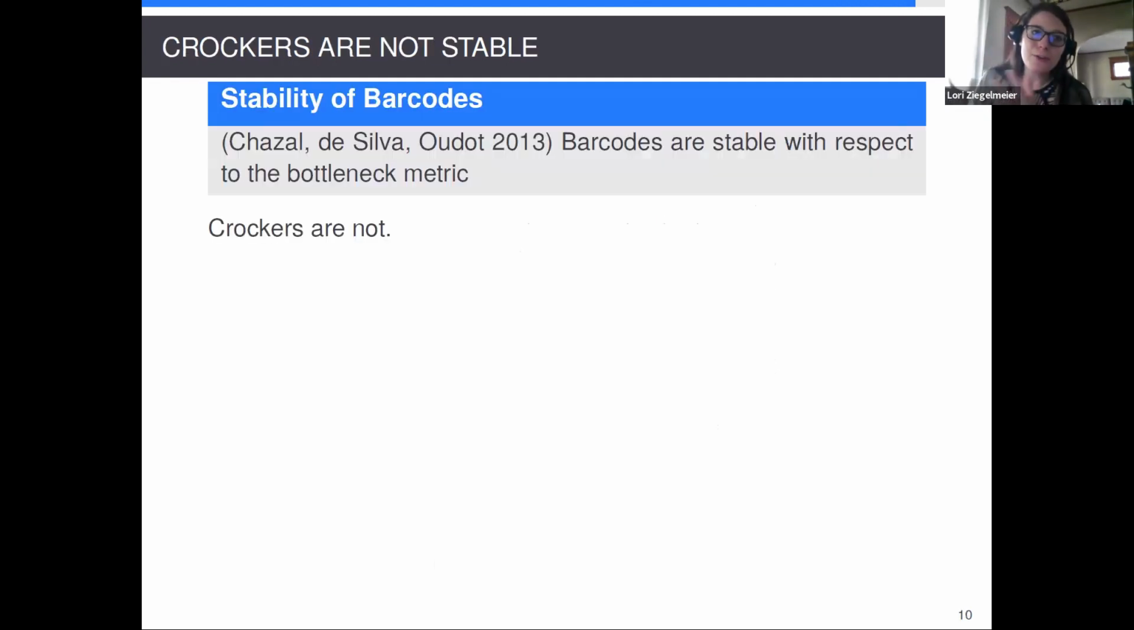Now, I want to just conclude and say that Crockers are not actually stable. So in topological data analysis, one of the reasons it's become so prevalent is that topological barcodes are stable with respect to the bottleneck metric. So what this means is if you have two data sets that are very similar, then their topological barcodes are also going to be similar. This is not at all true in any sense for these Crockers.